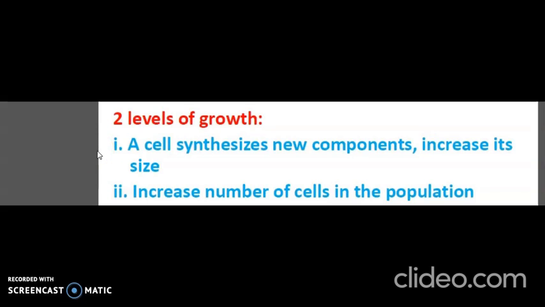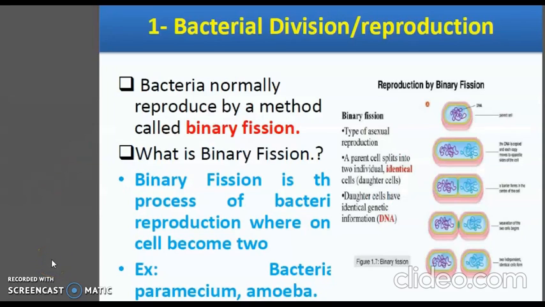The first one is that a cell synthesizes new components and increases its size. The second level of growth is the increase in the number of cells in the population. The bacteria divide by binary fission. When a bacterial cell reaches a certain size, it divides to form two daughter cells. The nuclear division precedes the cell division and therefore, in a growing population, many cells carrying two nuclear bodies can be seen. The cell divides by a constrictive or pinching process or by the ingrowth of a transverse septum across the cell.